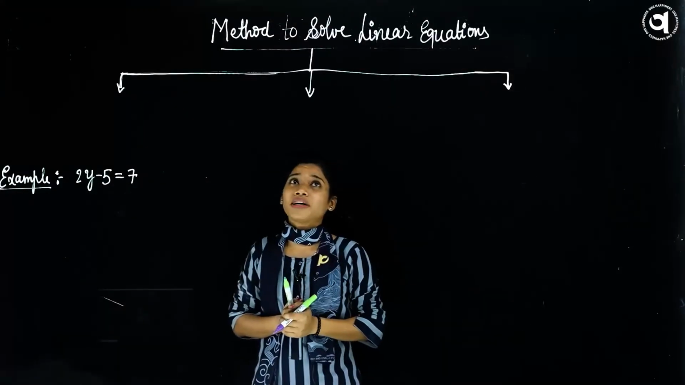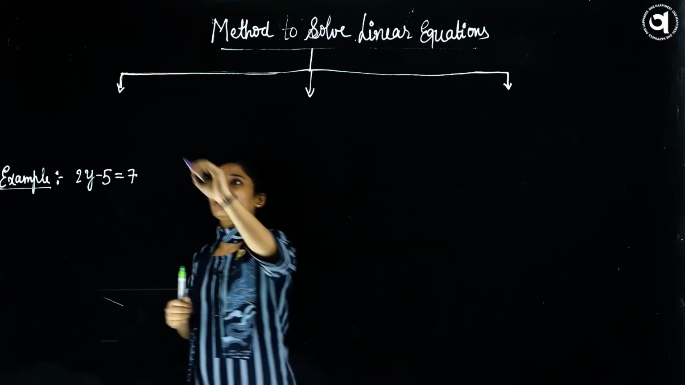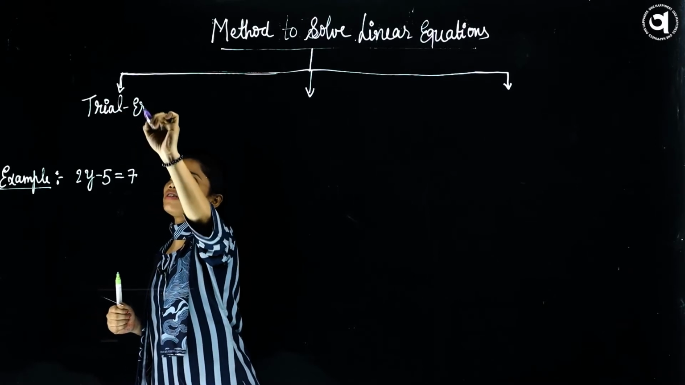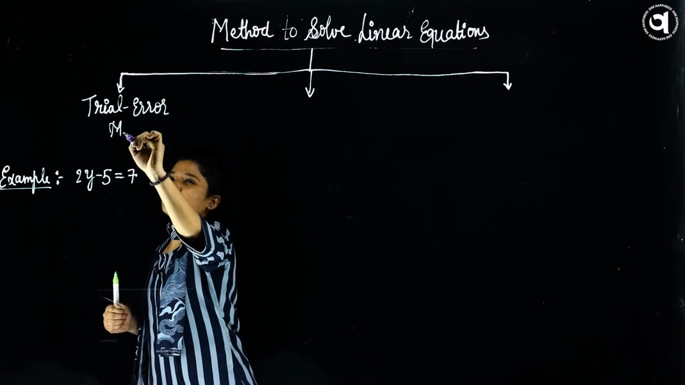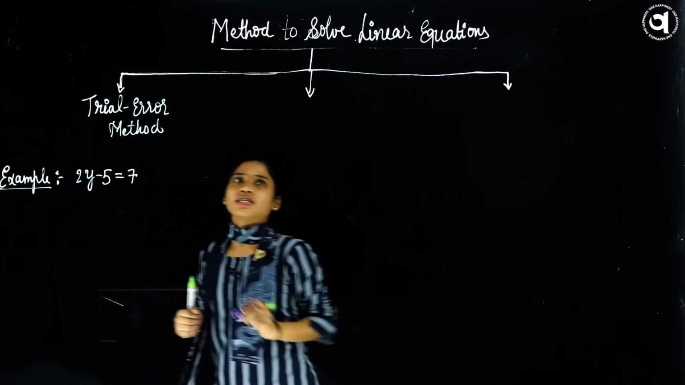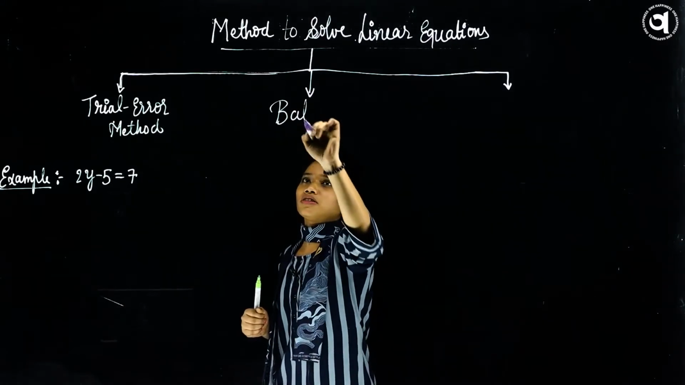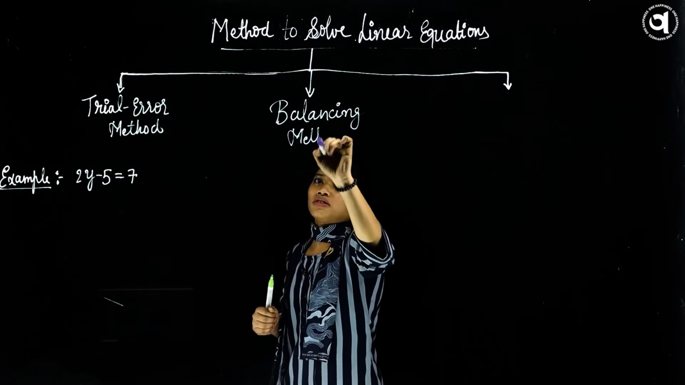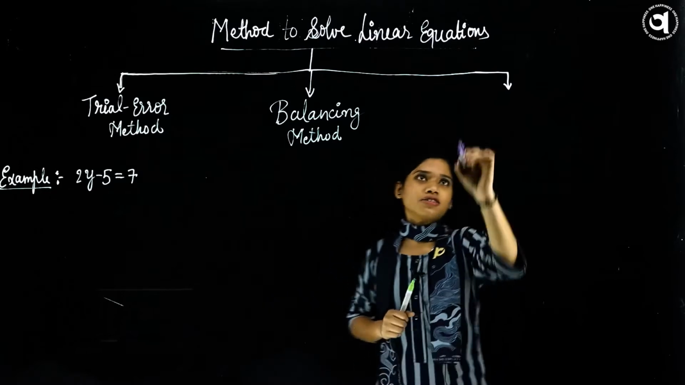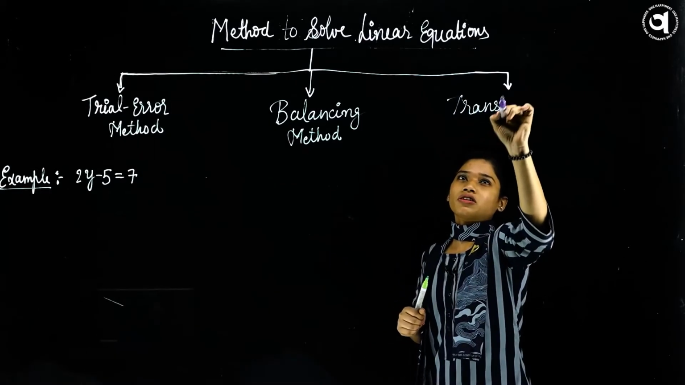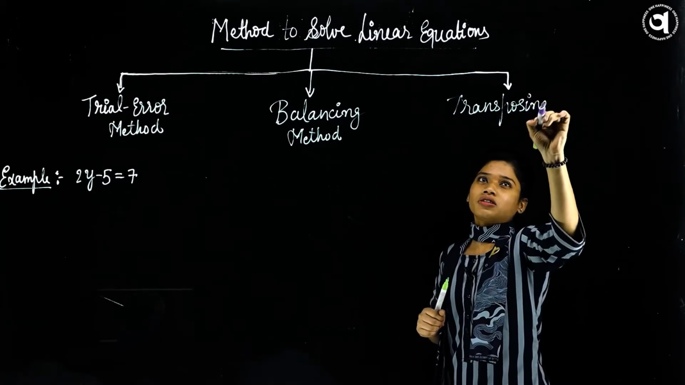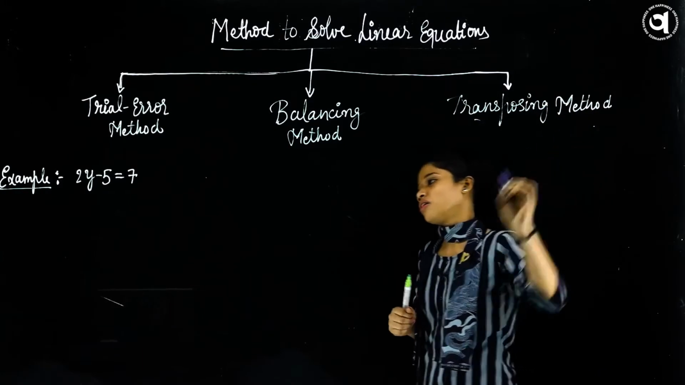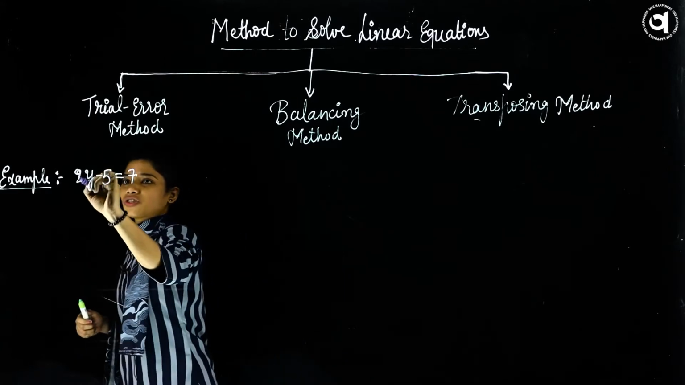Now the next topic is the methods to solve a linear equation. Here there are 3 methods to solve a linear equation. First is the trial and error method, second is the balancing method, and the third is the transposing method. First of all, we will go with the trial and error method.